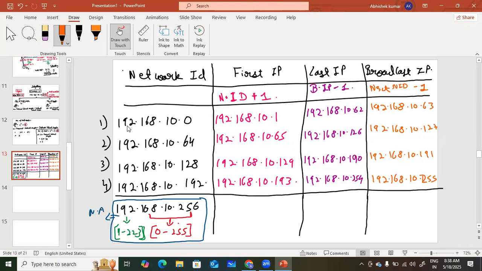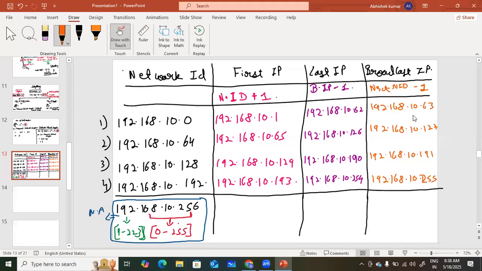Next network ID. This is the first network ID. What will be the next one? It is 192.168.10.64. So if I minus 1 from this, what will I get? 192.168.10.63. Yes. Clear?